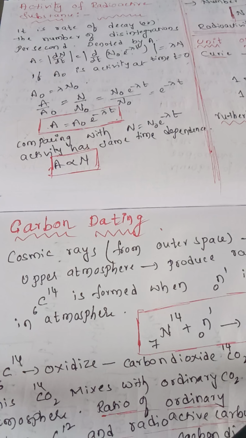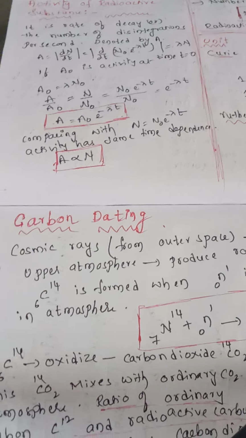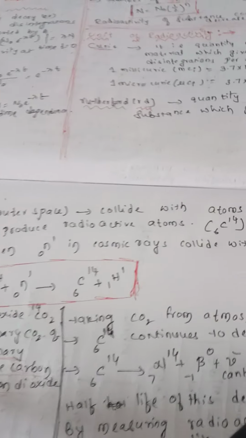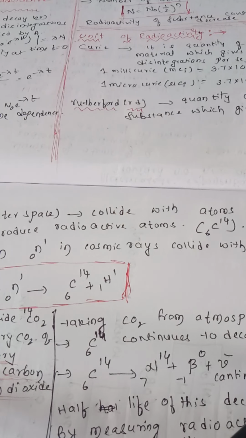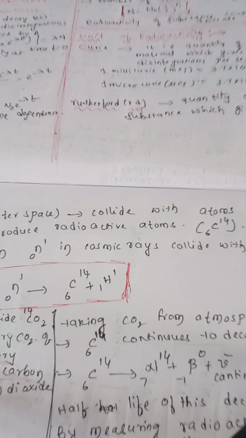These cosmic rays collide with the atoms in Earth's upper atmosphere, and due to these collisions only the radioactive carbon, that is C-14, is produced. C-12 is normal carbon present in the atmosphere, and C-14 is the radioactive carbon produced due to the collision of cosmic rays with the atoms in Earth's atmosphere.